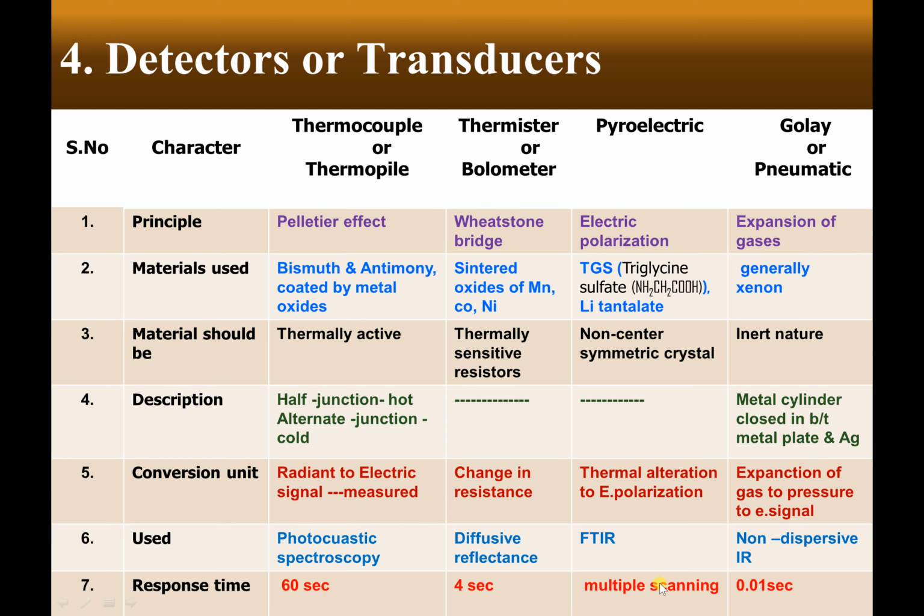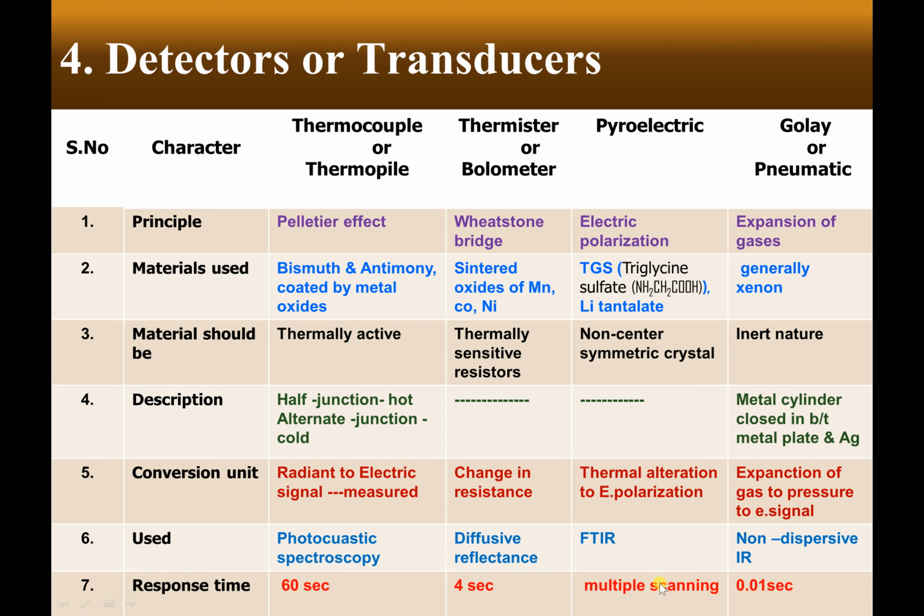Materials are also given. For thermocouple, it is either bismuth and antimony coated by metal oxides. The thermistor is sintered oxides of manganese or cobalt or nickel. And pyroelectric are made of TGS, that is triglycine sulfate, or lithium tantalate. And Golay are generally made of xenon. The material should be thermally active for thermocouple or thermopile, thermally sensitive resistors for thermistors, and non-centrosymmetric crystal for pyroelectric, and inert in nature for Golay or pneumatic. Xenon itself is also inert.